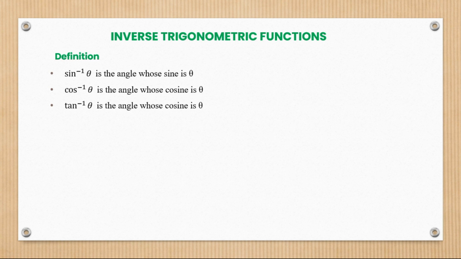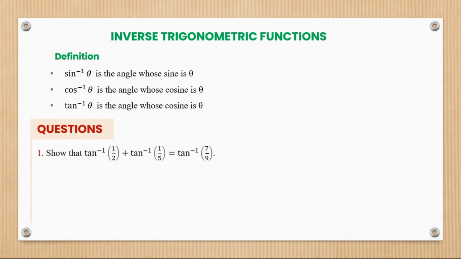All right, so let's look at some numbers here. This is going to be question number 1. We're being told to show that tan inverse of 1 over 2 plus tan inverse of 1 over 5 is equal to tan inverse of 7 over 9. How do we deal with this question? All right, so let's look at the solution.